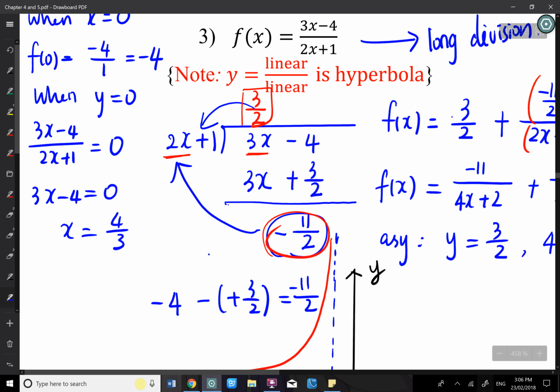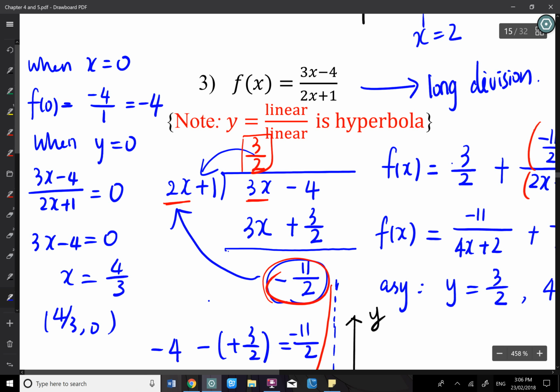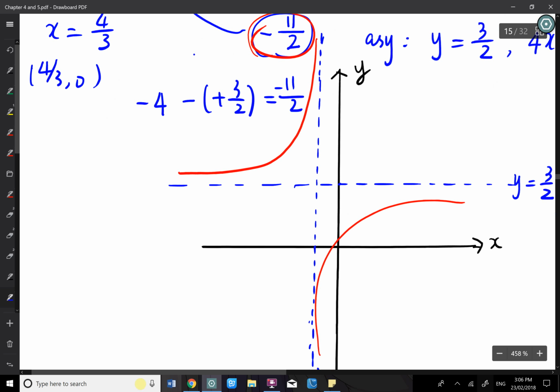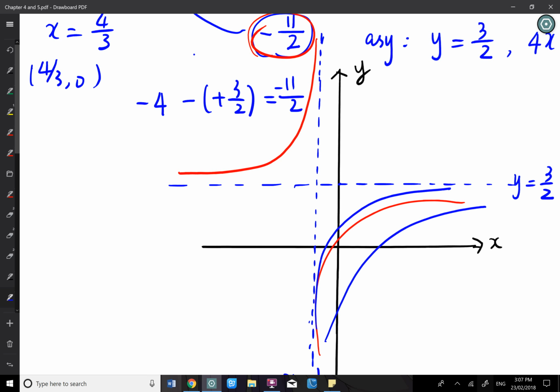So we have (4 over 3, 0) and (0, minus 4). Okay, can you see that my graph is actually wrong? I have different x and y intercepts. The graph can go this side or that side. You can have a negative x-intercept and a positive y-intercept, or a negative y-intercept and a positive x-intercept. You can have both ways. So I can put 4/3, 0 about here.